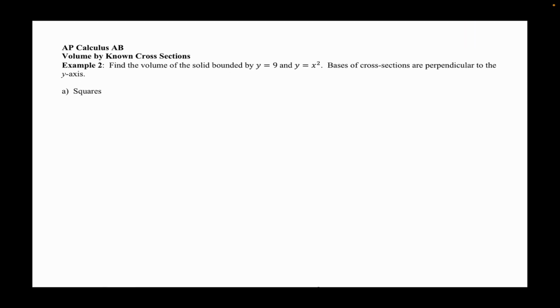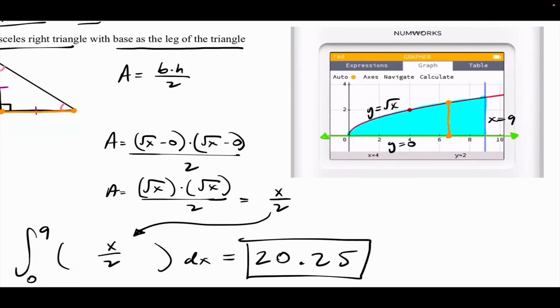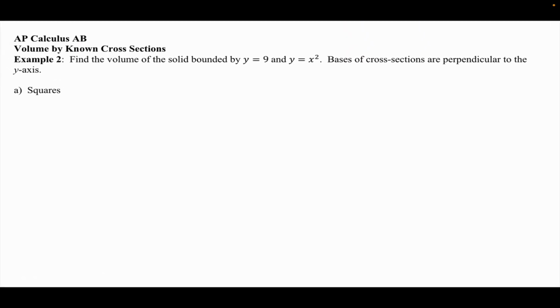So we're not going to do this today, but look at number 2. Look at number 2a. Tell me differences between what we're going to do tomorrow versus what we just did today. This one's perpendicular to the y-axis. So instead of sitting like this, tomorrow our guys are going to be sitting like that, okay? Which is dy. And then it changes a little bit. You got y equals 9 and y equals x squared.